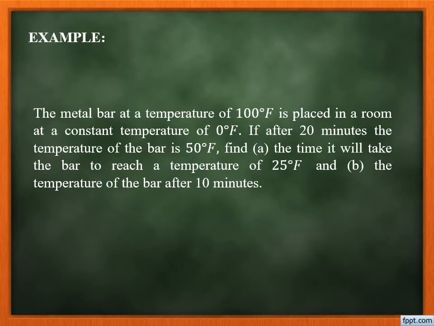So let's go to our example. We have a metal bar at a temperature of 100 degrees Fahrenheit that is placed in a room at a constant temperature of 0 degrees Fahrenheit. If after 20 minutes the temperature of the bar is 50 degrees Fahrenheit, find the time it will take the bar to reach a temperature of 25 degrees Fahrenheit and the temperature of the bar after 10 minutes. We need to identify first what is our body and what is our medium. In this problem, we have the metal bar as our body and the room as the medium.